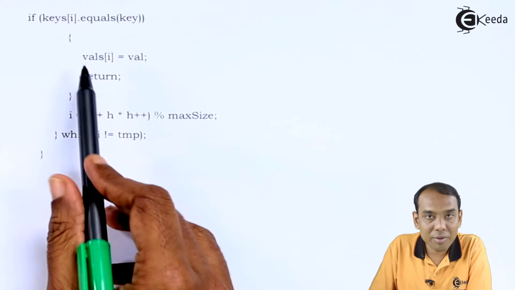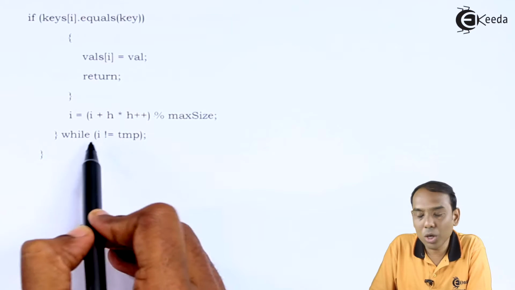This is going to be doing while i is not equal to 10. While i is not equal to 10, we are going to have this successive probing. Hence the name successive quadratic probing, because we are going to go for the value very differently. You must remember the value of i.